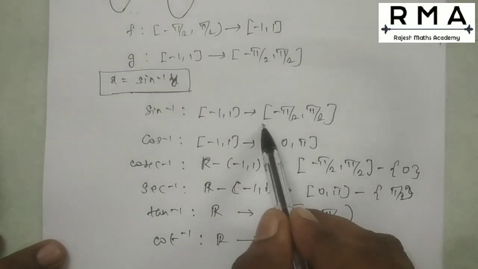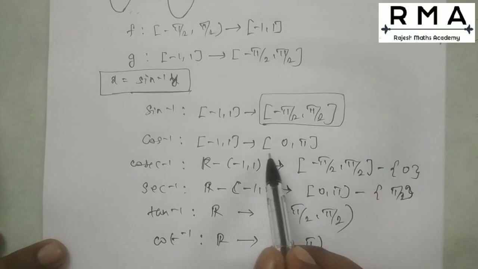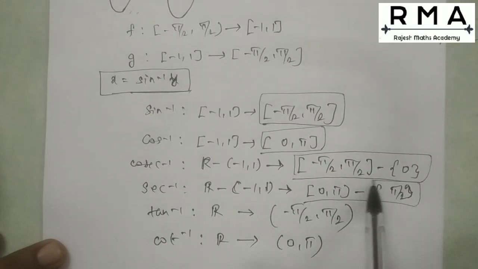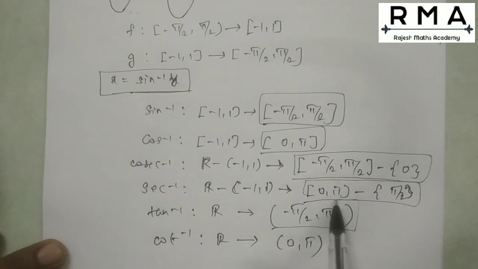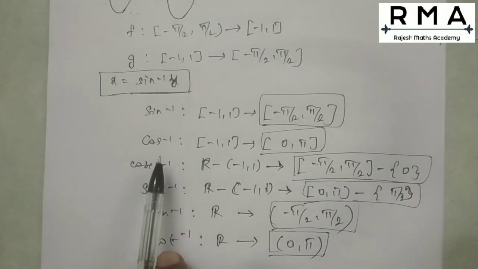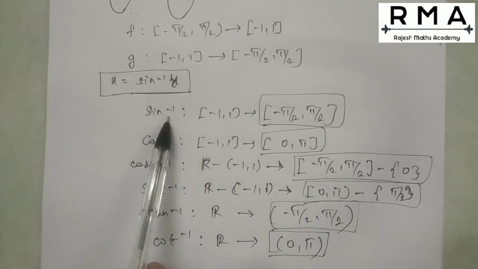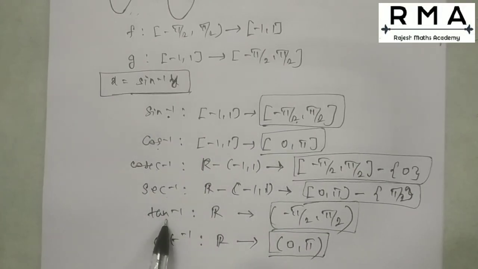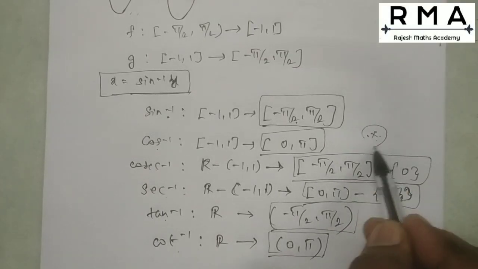These values are minus pi by 2 to plus pi by 2, 0 to pi, minus pi by 2 to plus pi by 2 except 0, closed interval 0 to pi except pi by 2, open interval minus pi by 2 to plus pi by 2, open interval 0 to pi. These are called principal value branches of the corresponding inverse trigonometric ratios. For sine inverse the corresponding principal value branch is this one. Similarly for cos inverse, cosecant inverse, secant inverse, tan inverse, cot inverse. These principal value branches are a very important point that we are going to use in the following problems.